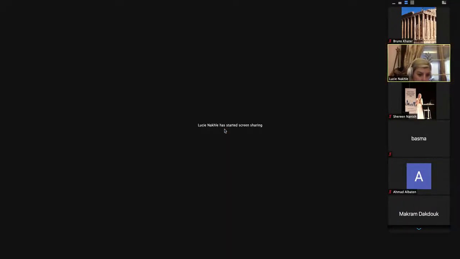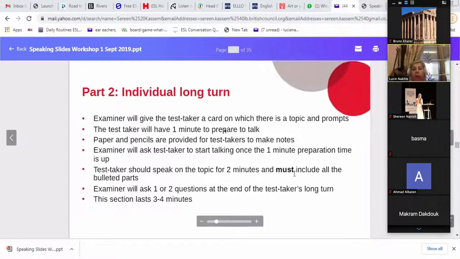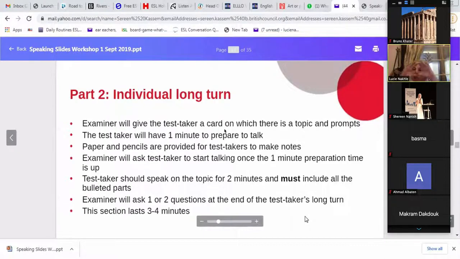Now we're going to move into part 2, guys. I'm going to show you very briefly what happens. I'm going to give you a few seconds to read. So you'll get the topic, as I said, and the prompts. The prompts are displayed in bullet points, usually between 3 and 4 bullet points, okay? Then you will have 1 minute to prepare. Remember, you don't have to bring your own pencil or your own paper. You're not allowed in any case, so you'll be provided with a pen and a paper, okay? You just have 1 minute.